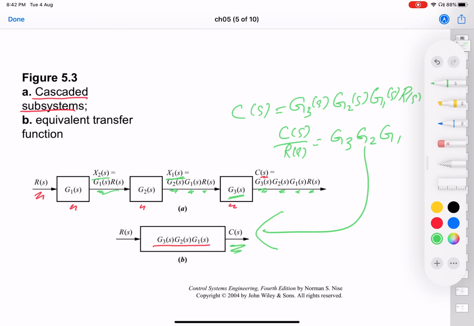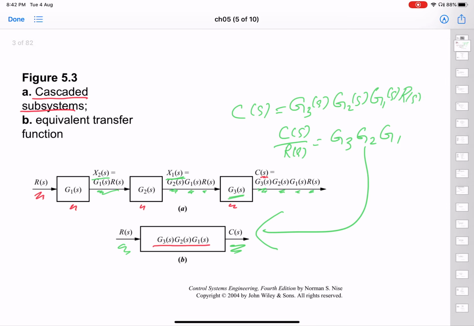So C(s) by R(s), the transfer function, is G3(s) into G2(s) into G1(s). Remember that if there are systems in cascade, then you just multiply them together.